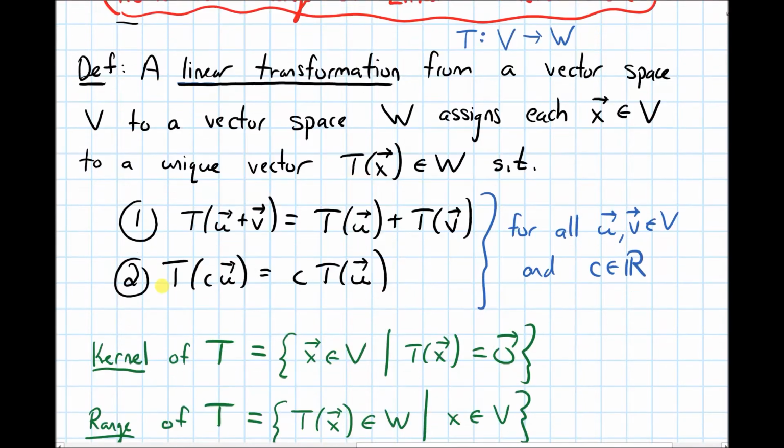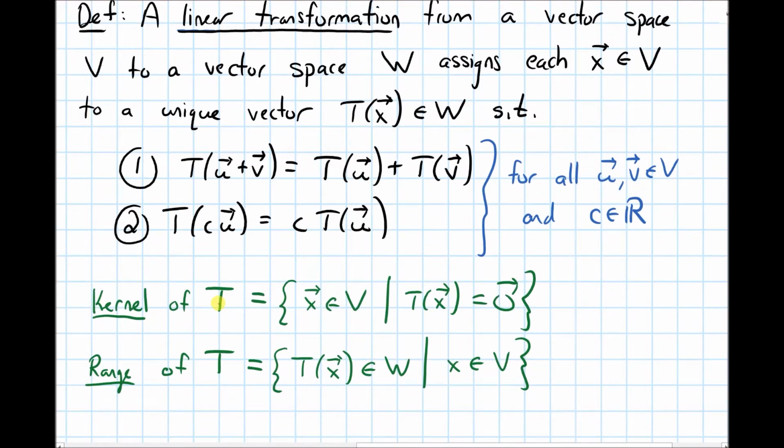Okay, so the kernel of the transformation is the set of vectors x that are in the domain, in the vector space V, such that T of x equals 0. So the kernel is the analog of the null space. That's what the kernel is.